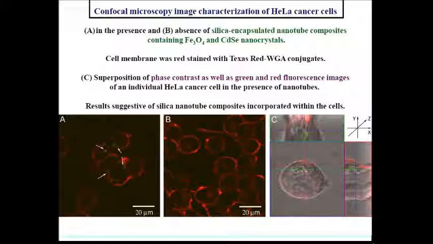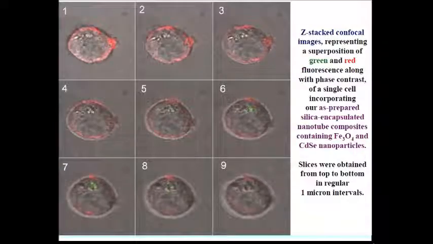And I know that my silicon nanotubes actually incorporate within these HeLa cells because if I took a cross-section vertically, this is a set of vertical Z-stack images going from top to bottom, I'm actually shearing right through my cancer cell.